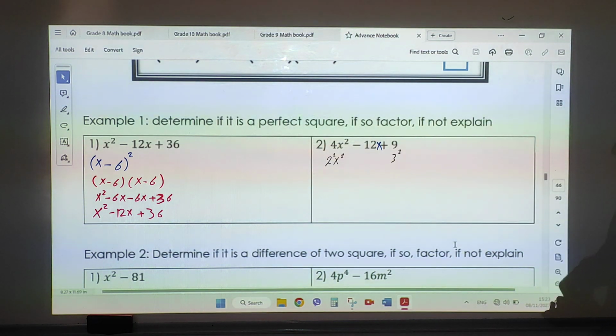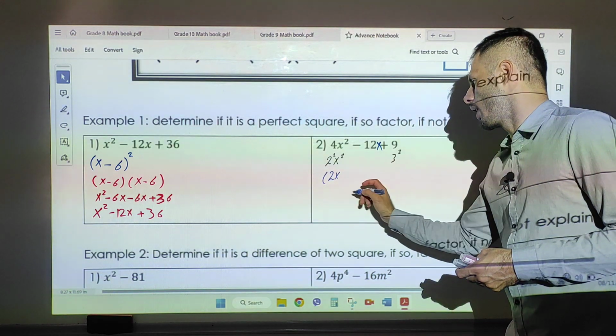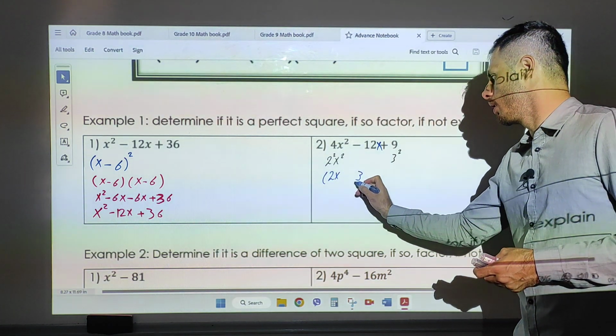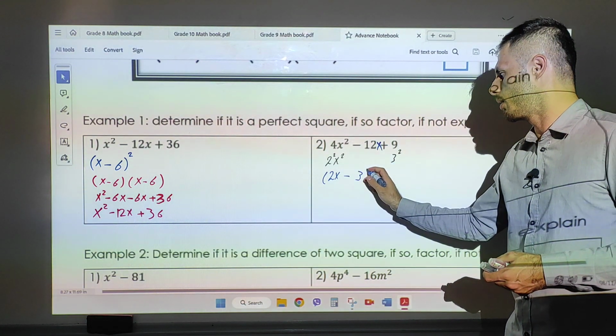Now, if you think about the square root of these, you will get 2x, 3, square root of 9 is 3, and between them must be minus.